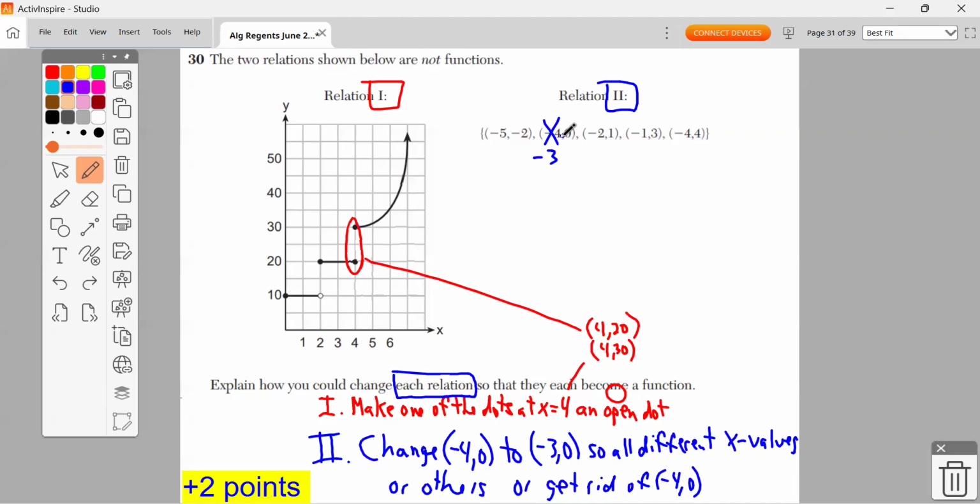In relation two, you can't have two x values the same. So in order to get one of them different, we could change, for example, the -4 to be a -3, or whatever number that you want, as long as it's not -5, -2, -1, or -4. You could change it to a 7 if you wanted to. Or you could just get rid of this point altogether. If we get rid of that point altogether, it becomes a function because all the x values have to be different. You can't have two x values that are the same.